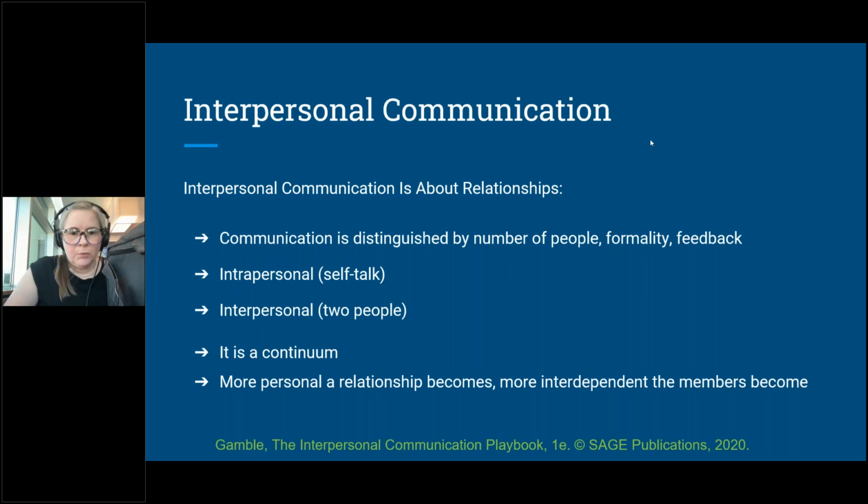So when we think about interpersonal communications, what we're really talking about are relationships, and it has to do with two people, right? If it is more than two people, we call that intergroup, but we're really going to focus on interpersonal today. Now, you can see here that there's a difference between inter and intra-personal. So if it's that intra, that's self-talk. That's the way that we speak to ourselves.